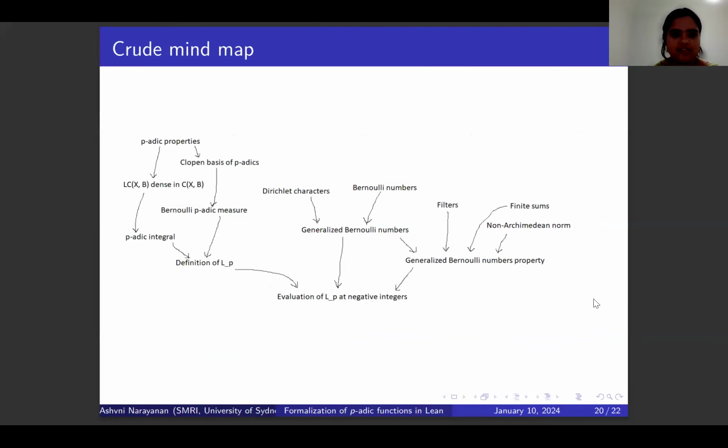So this is a very crude mind map of what's happening. We have the Dirichlet characters, the Bernoulli numbers, which give us these generalized Bernoulli numbers. And then there's the definition and that special property of the generalized Bernoulli numbers, which eventually gives us what we want. And you can see that this side over here has a lot of technical stuff going on, but this side over here really just is calculation, raw calculation.